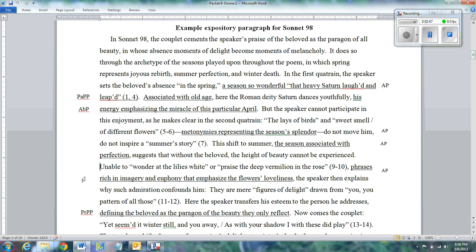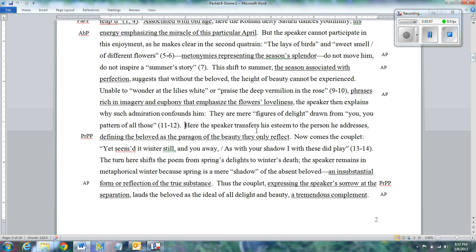Unable to wonder at the lily's white, or praise the deep vermilion in the rose, phrases rich in imagery and euphony that emphasize the flower's loveliness, the speaker then explains why such admiration confounds him. They are mere figures of delight drawn from you, you pattern of all those. Here, the speaker transfers his esteem to the person he addresses, defining the beloved as the paragon of the beauty they only reflect. Now comes the couplet.